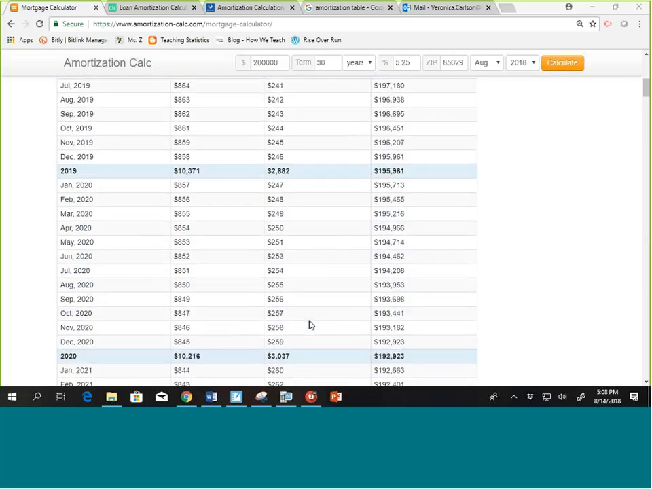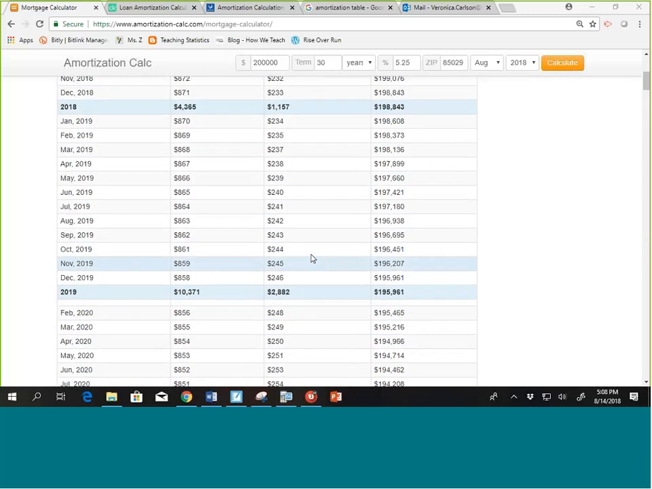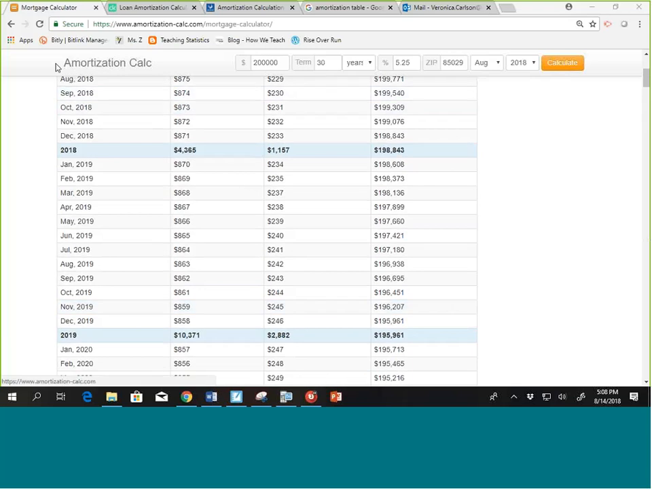And as you can see up at the top here in our amortization calculation, what we did is we're buying a home for $200,000. We took a 30-year loan, and we're using a 5.25% interest, and then this is the area code of our school where we're at. And so that's what this is showing.